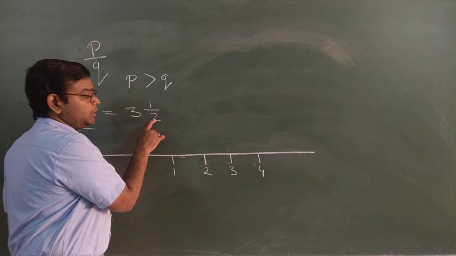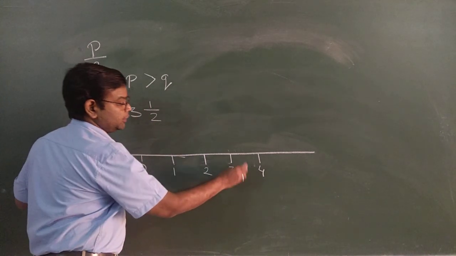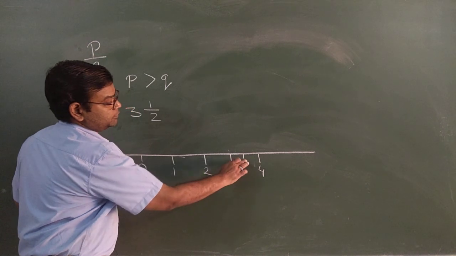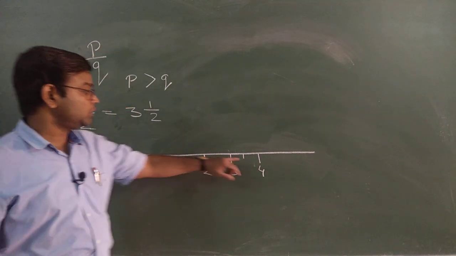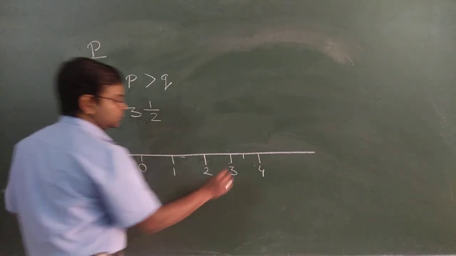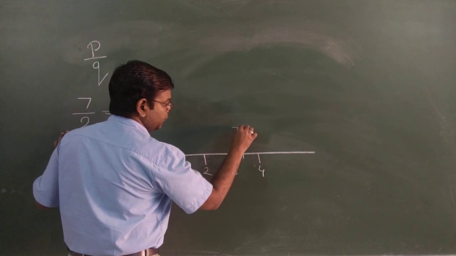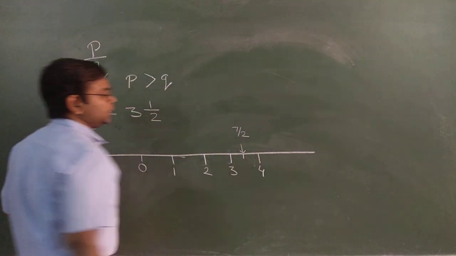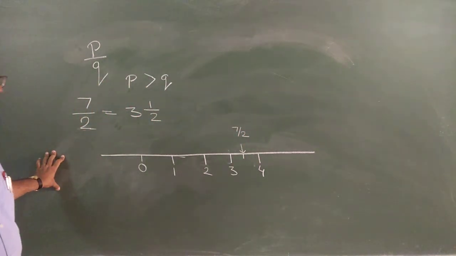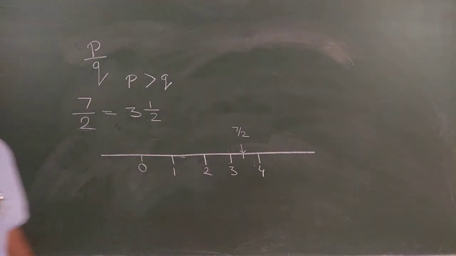The denominator defines, in every case, how many equal parts we have to divide into. In this case, we divide into 2 equal parts. The line should be smaller than the whole-number lines. Clear? Now this is the place where 7 upon 2 lies on the number line. Likewise, you have to find out the answers. Hope this one is clear to you. Move to the next part.